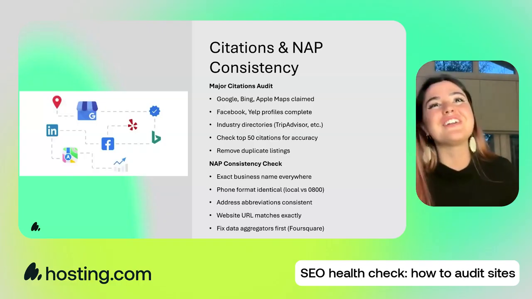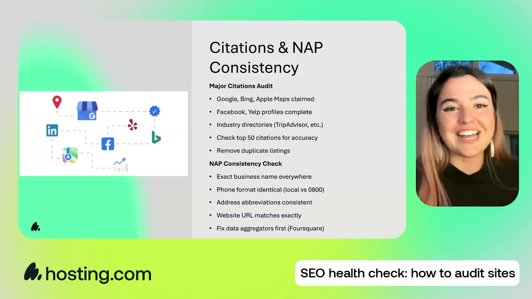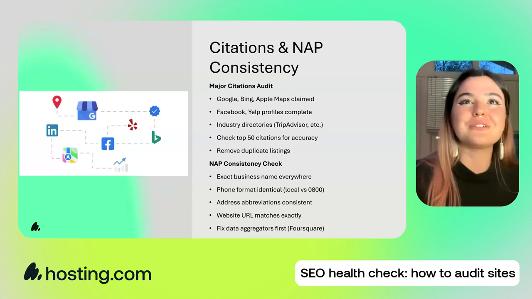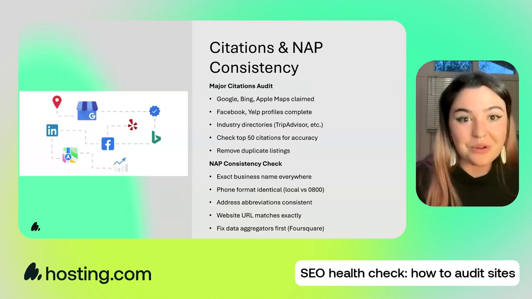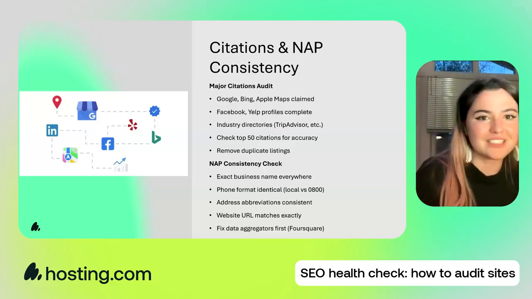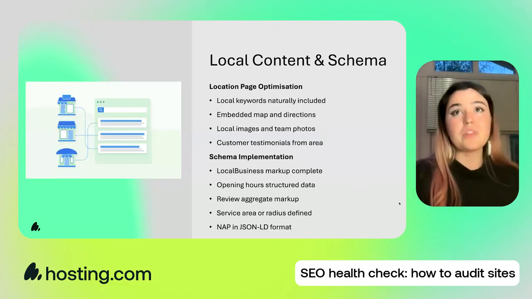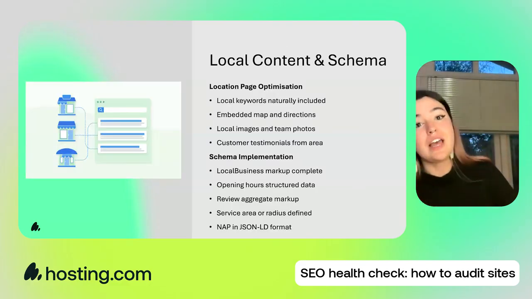Citations. So you want to make sure wherever you're being mentioned, and cited, that we're auditing that as part of this process. So Google, Bing, and Apple Maps, Facebook and Yelp, anywhere else that's a local listing, driving users to you. And then, as previously mentioned, we need to be consistent with all of our business information. Local content and local schema can also be implemented on your site.